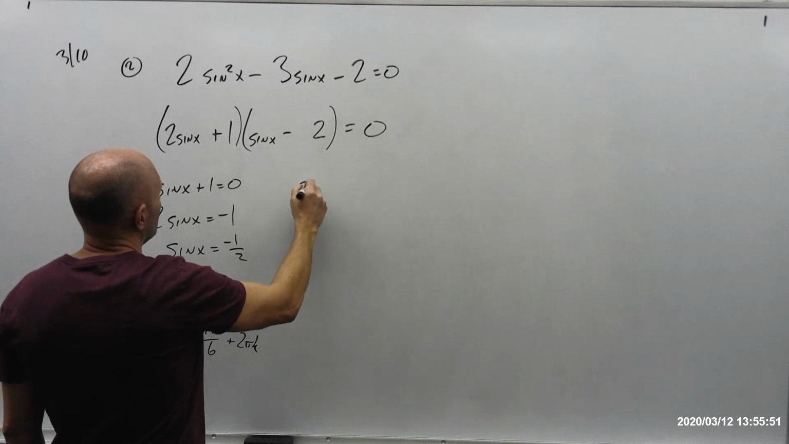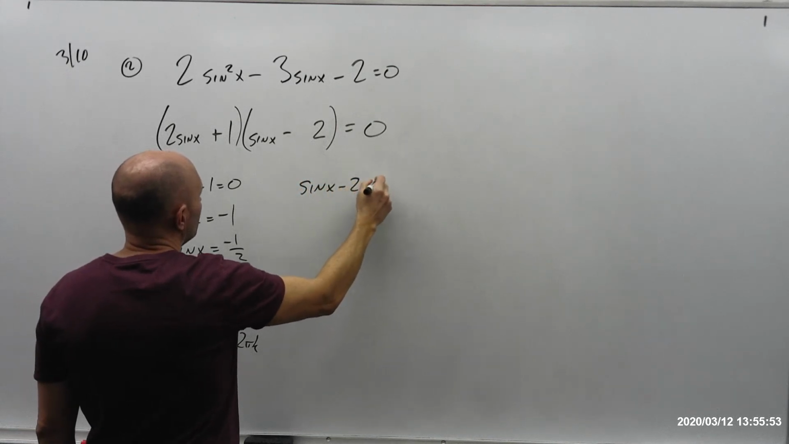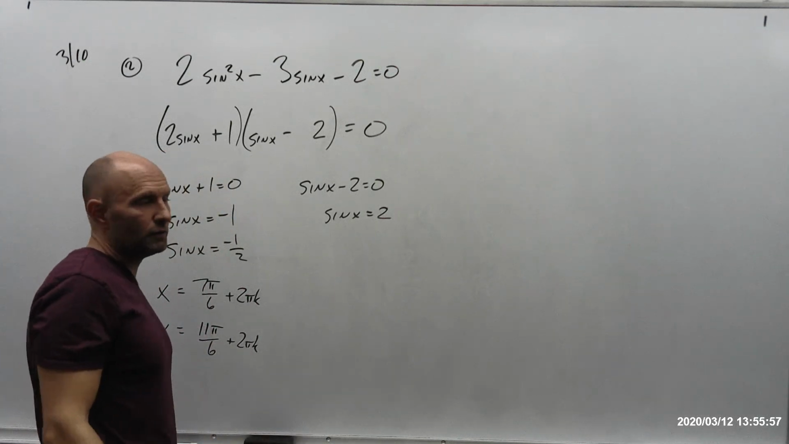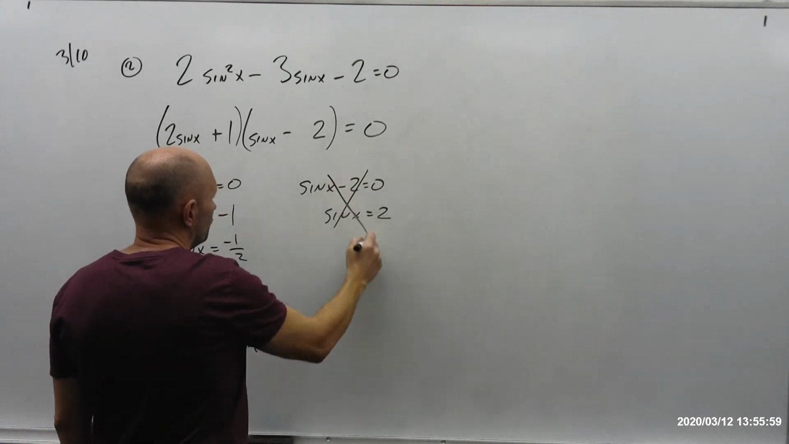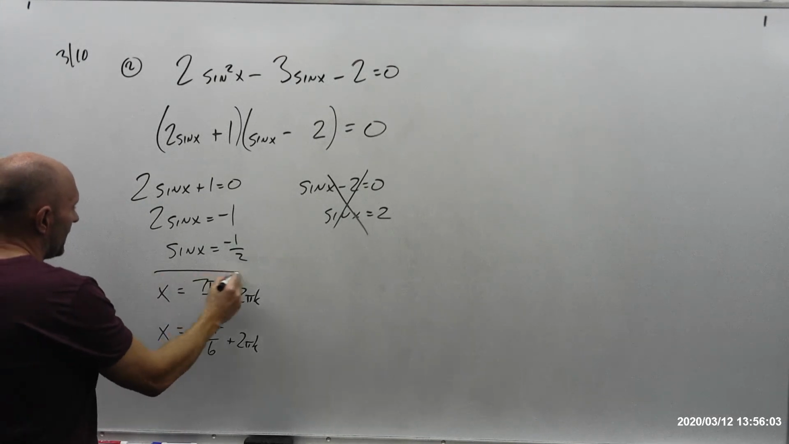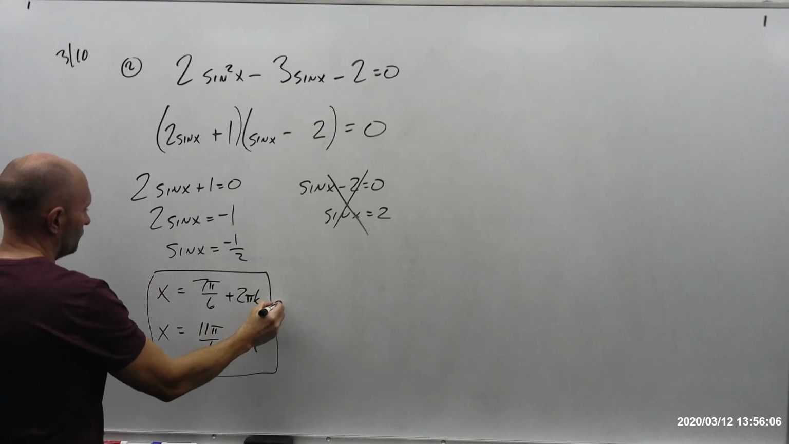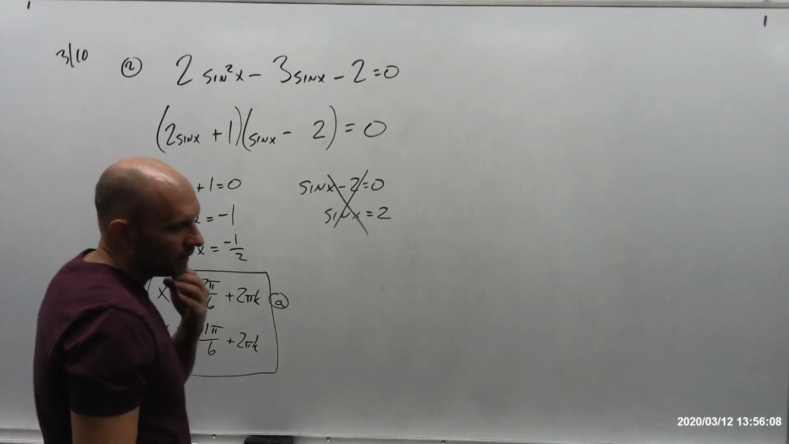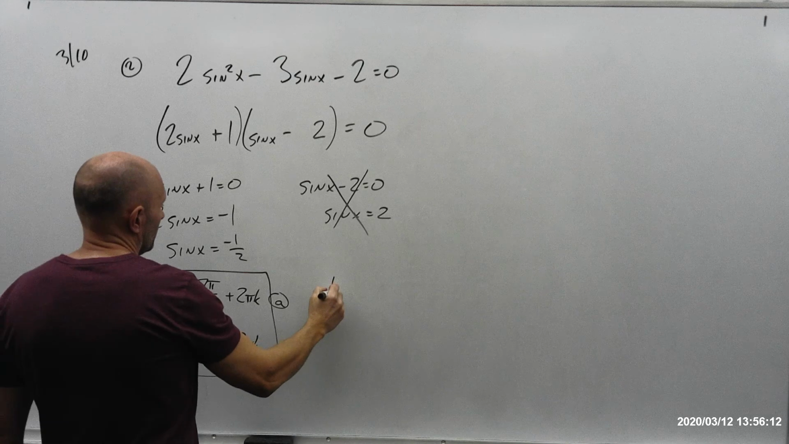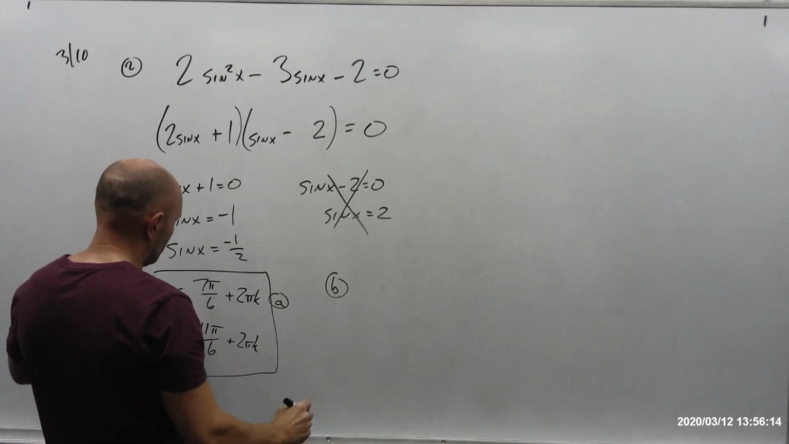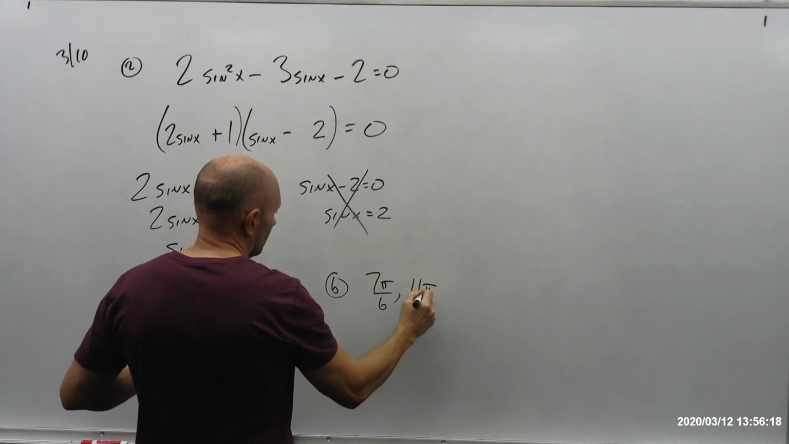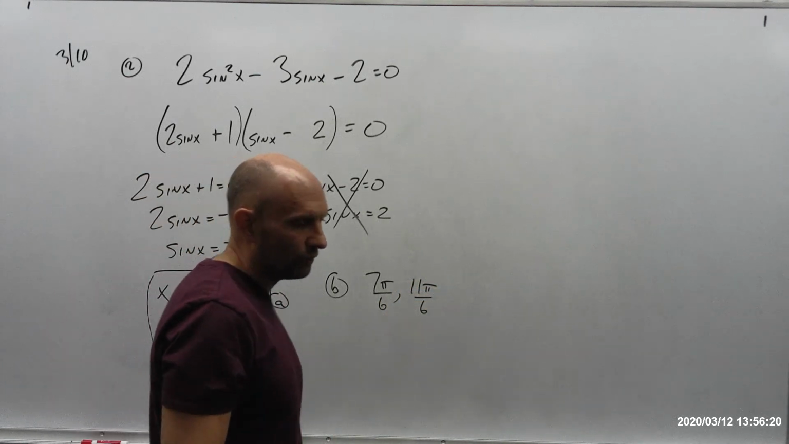And for this one, sine of x minus 2 is 0. So sine of x equals 2. There's nowhere on the unit circle that sine of x is equal to 2, so this one gives us nothing. So this would be our answer for part A, all the solutions. And then B asks for just the interval 0 to 2 pi, so it's just the two values that we found to begin with, 7 pi over 6 and 11 pi over 6.